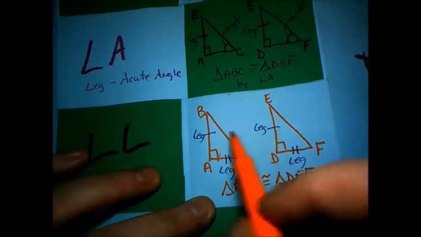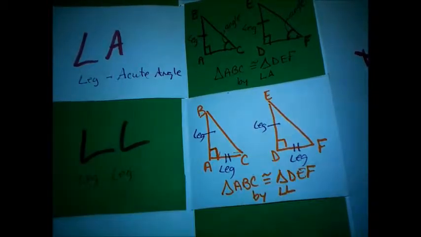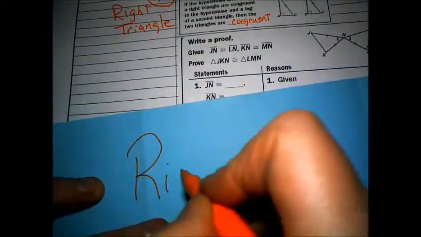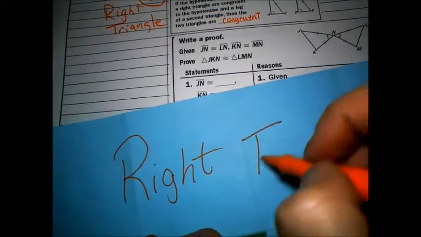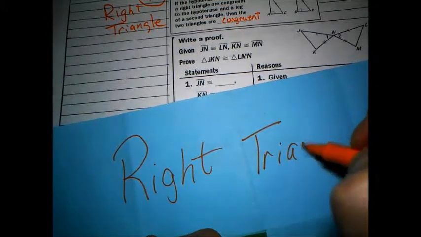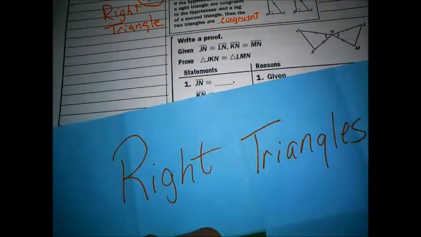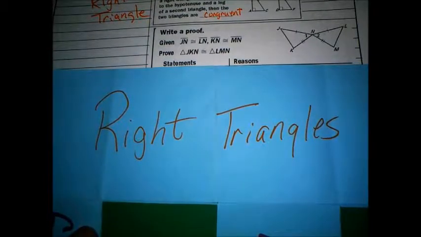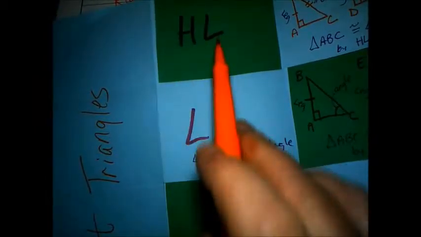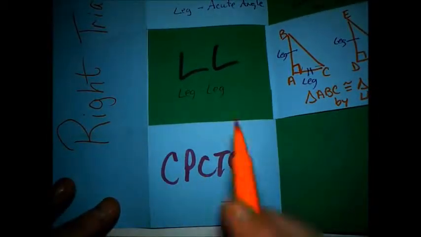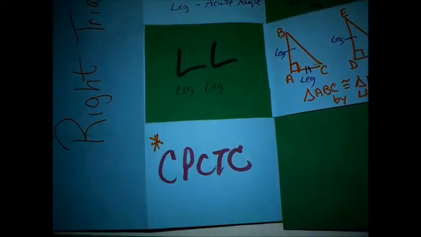Realize these are all with right triangles. So here on the side, I'm going to put right triangles. This side is dealing with right triangles: HL, LA, and LL. CPCTC is totally different. We'll handle that one at a later date. But these are right triangles.